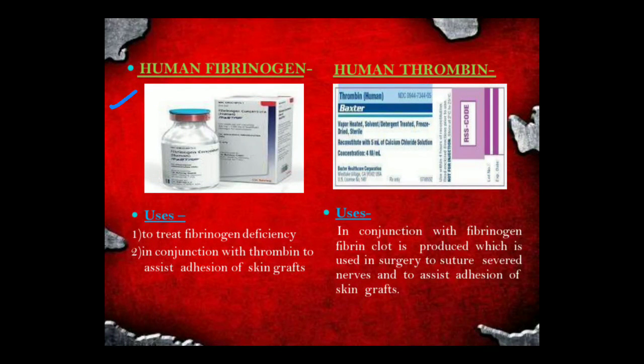Human fibrinogen. The use is to treat fibrinogen deficiency. It is given in conjunction with thrombin to assist adhesion of skin grafts. If anyone is undergoing skin grafts, then this can be used. Human thrombin is used in conjunction with fibrinogen, and a fibrin clot is produced which is used in surgery to suture severed nerves and to assist adhesion of skin grafts. So both of them are interrelated and are used along with each other in many instances.